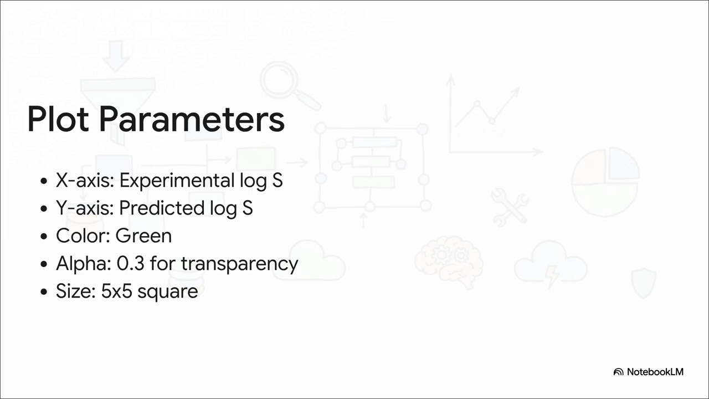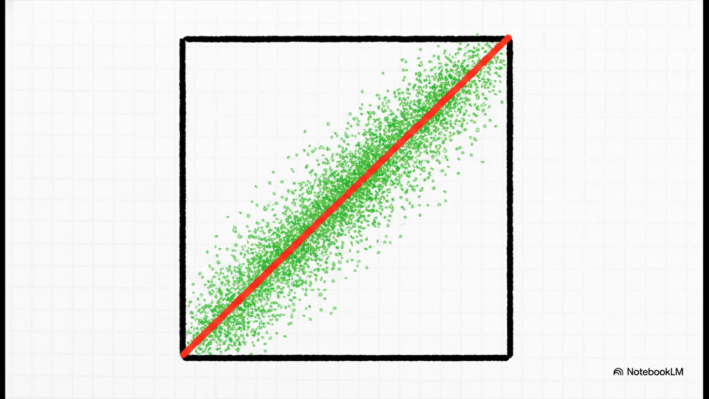But the real trick here is setting the alpha parameter to 0.3. That gives our dots a bit of transparency, meaning wherever the predictions heavily overlap, the green naturally gets much darker. It creates an instant heat map of our highest density prediction areas. To really make this plot pop, we're dropping in a stark red trend line using NumPy's polyfit function.